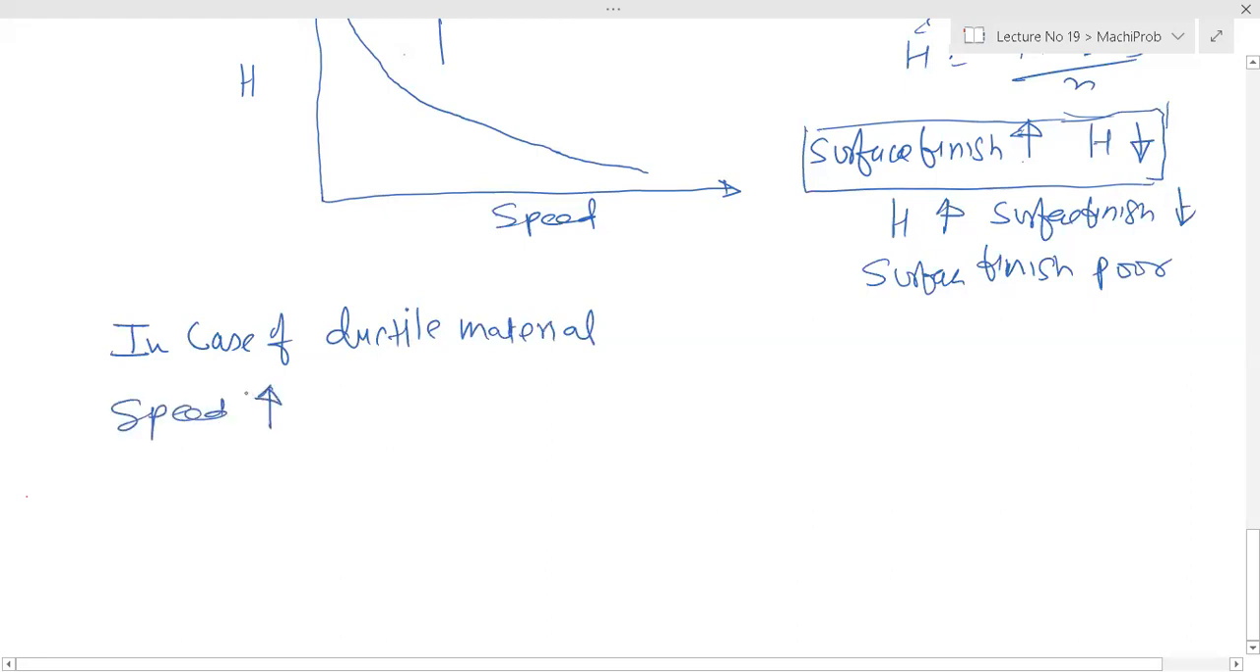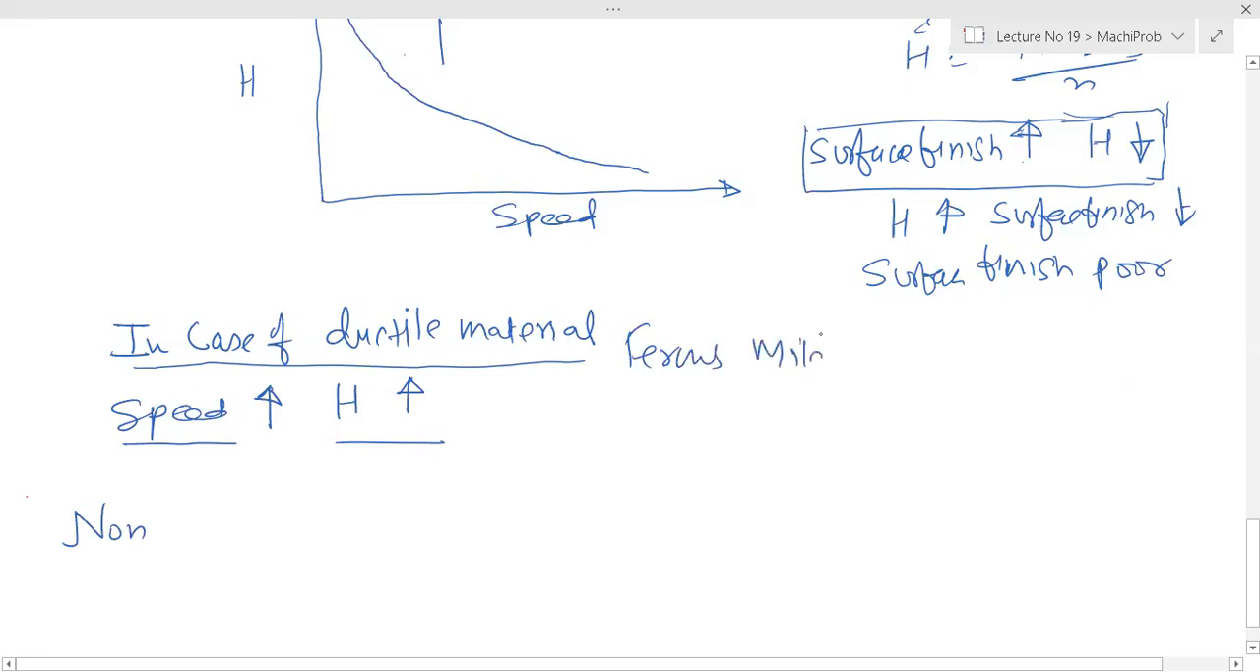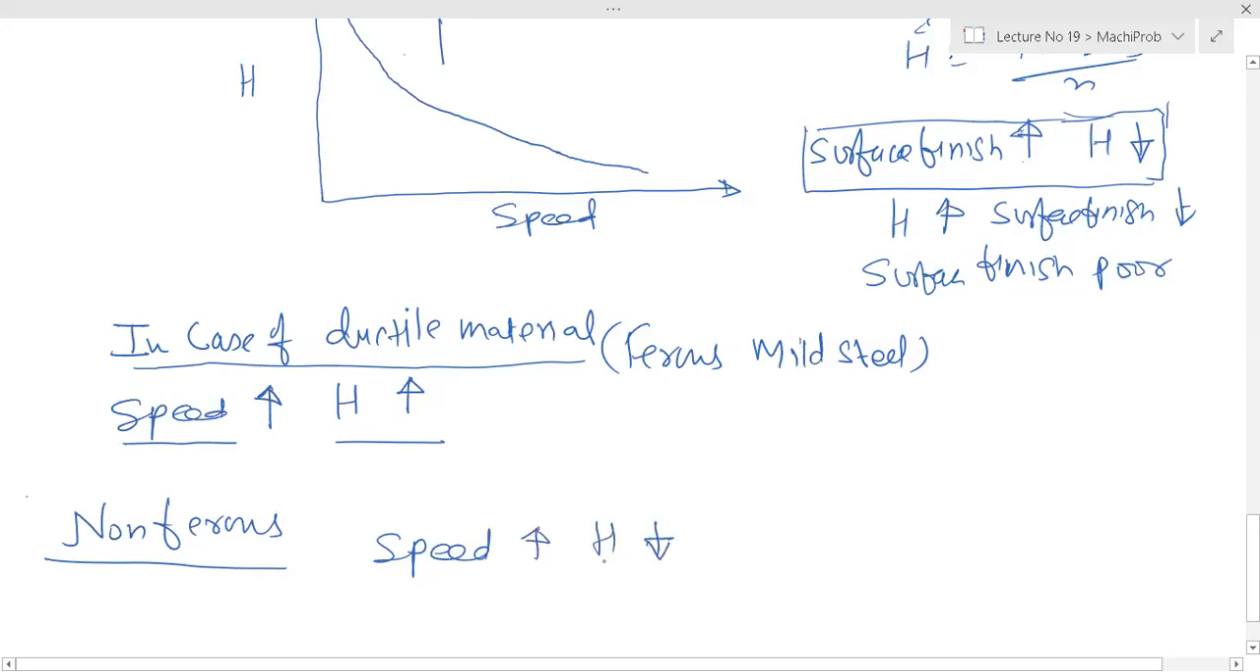Speed increases, H increases. In case of ductile material, speed increases, H increases, because it is ferrous, mild steel. But non-ferrous, when speed increases, H decreases.